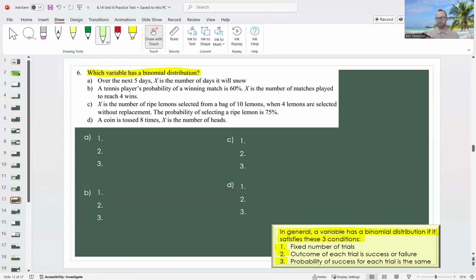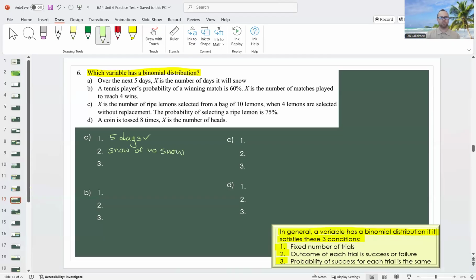Okay, let's do A together. If you still want to test yourself, but you need a little kickstart, let's read it. Over the next 5 days, X is the number of days it will snow. Okay. Is there a fixed number of trials? Yes, there are 5 days. A trial is an opportunity for the thing to happen. What is the thing they want to happen? Snow. So number 2, outcome of each trial is success or failure. Yes, snow or no snow.